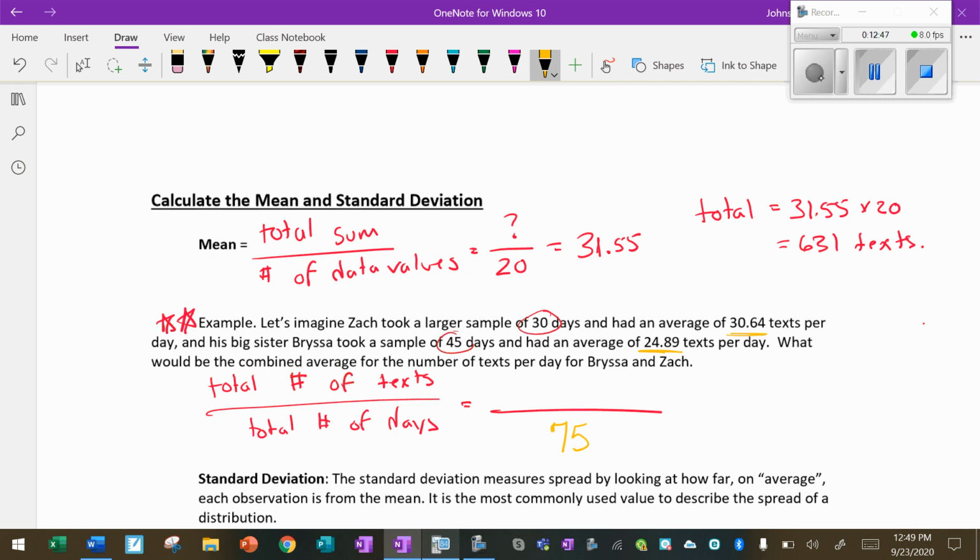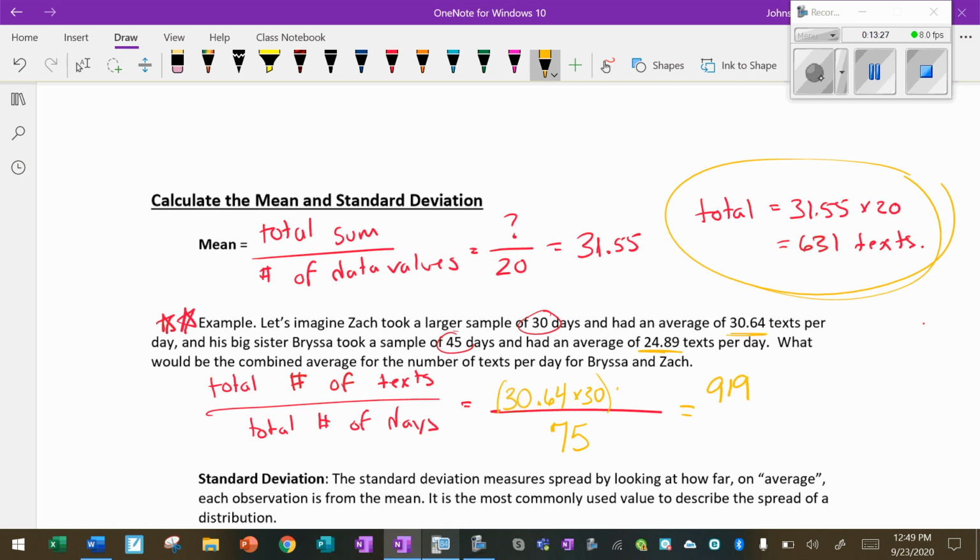Well, here's what we know. We know that over 30 days, Zach had an average of 30.64. So how many texts did he send in total? Well, this goes back to what I just did up here. The total number of texts is his average multiplied by the number of days. So his average is 30.64 multiplied by 30. That's going to give us his total number of texts. So let's do that in the calculator. 30.64 times 30. I must have messed something up. Got a decimal value, but that's 919.